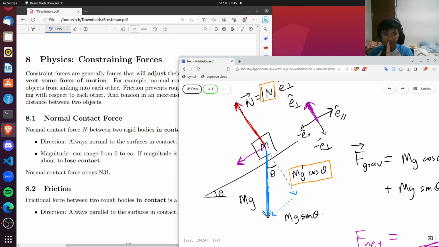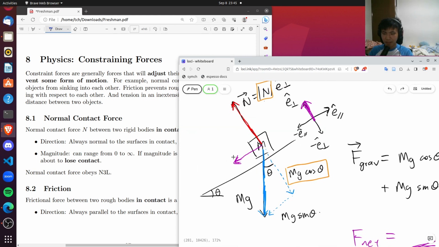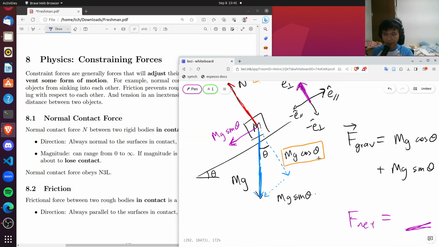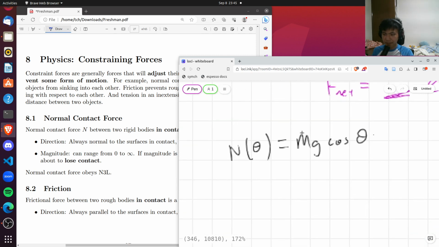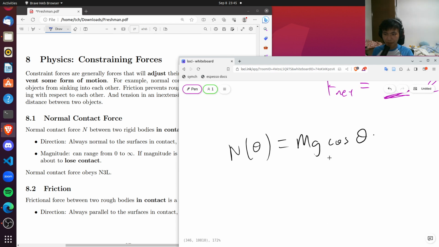They're opposite in directions. So in order for them to cancel, the length of the red vector must equal the length of this dotted blue vector. So N must equal mg cosine theta, right? And what's left over would be mg sine theta in the parallel direction. And that would be useful for friction, but we'll come to that soon enough. Okay, so anyway, this is our first expression for normal contact force.